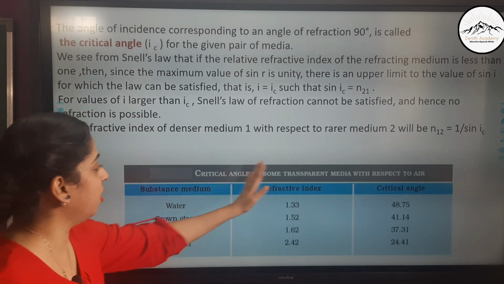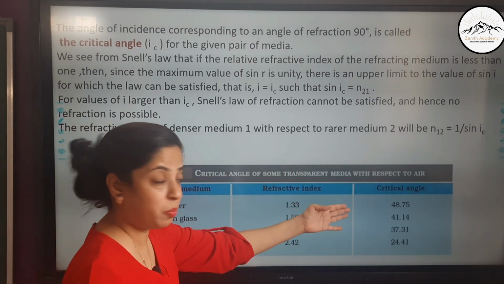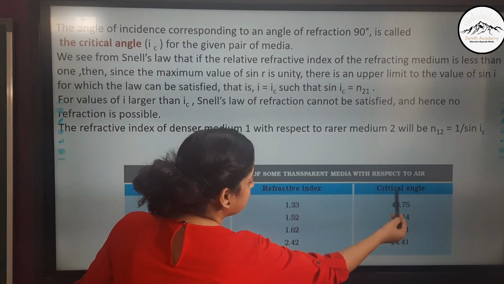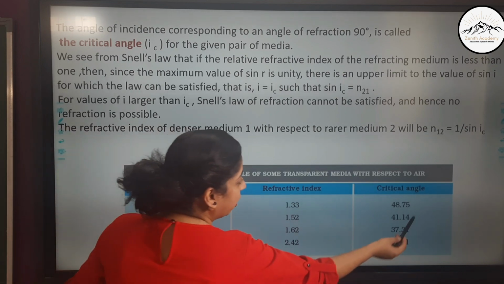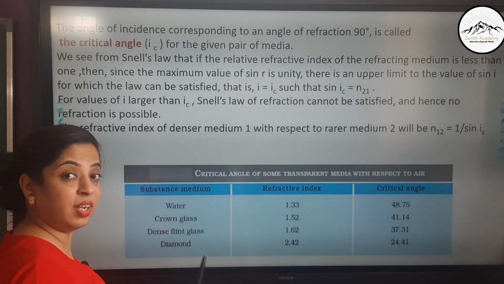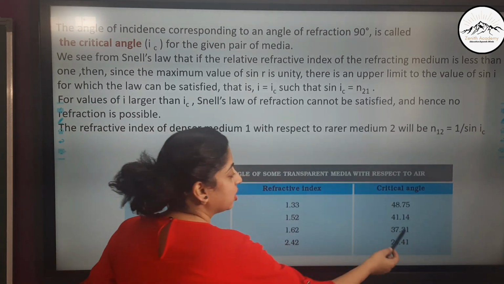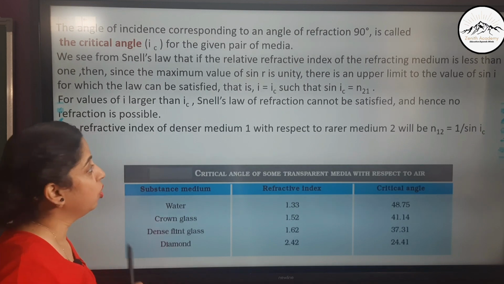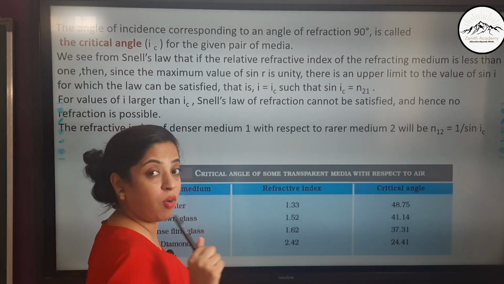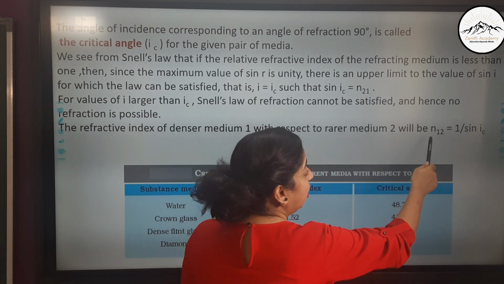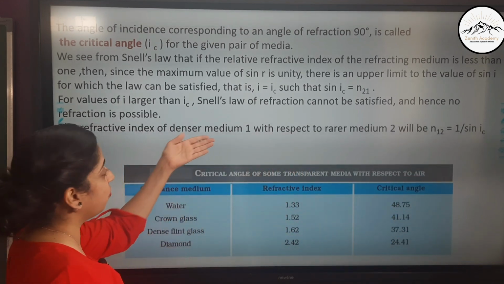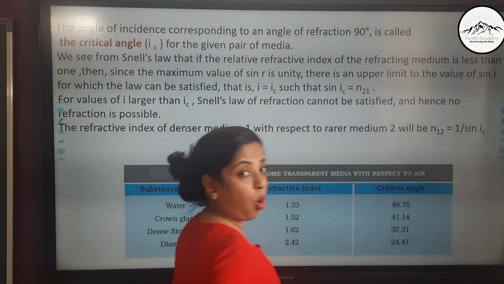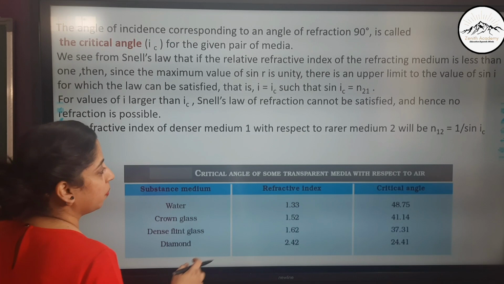So here is the table of critical angle of some transparent medium with respect to air. So you can see for water the critical angle is 48, for crown glass it is 41.14. For glass, we will take 42 degree angle. Okay, this is very important. 42 degree angle as a critical angle for many of our numerical sums. So always remember, in case of total internal reflection, n12, that is the refractive index of denser medium with respect to rarer medium, will always be 1 over sine of the critical angle.